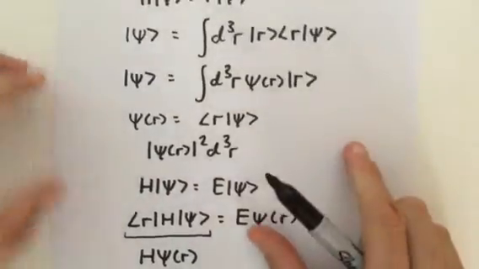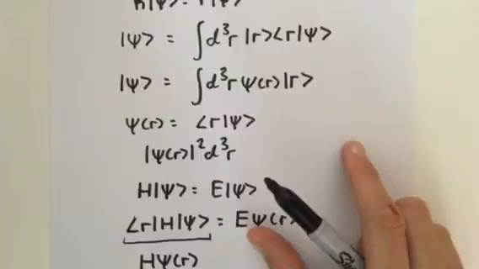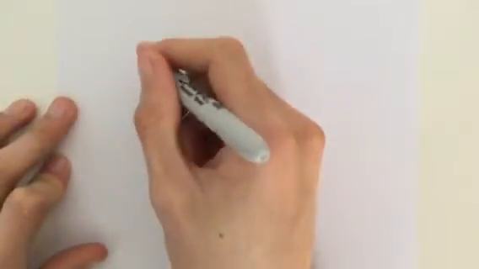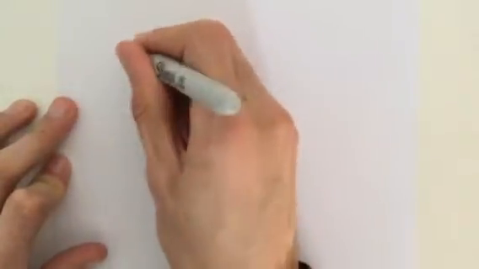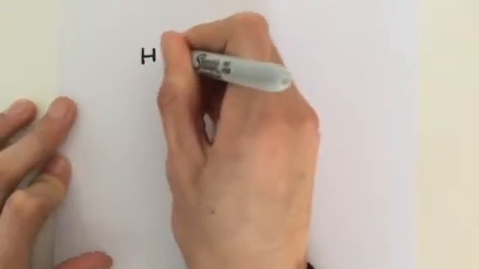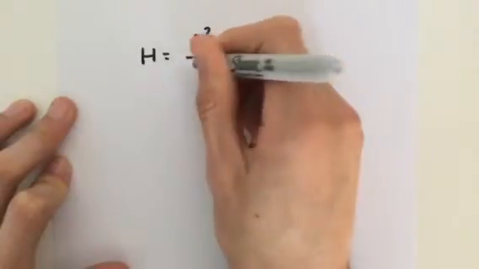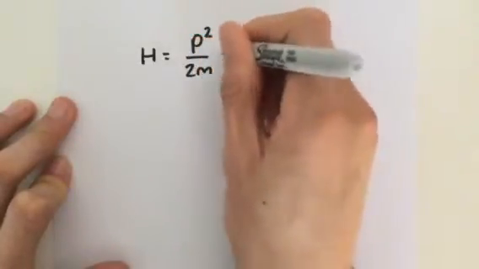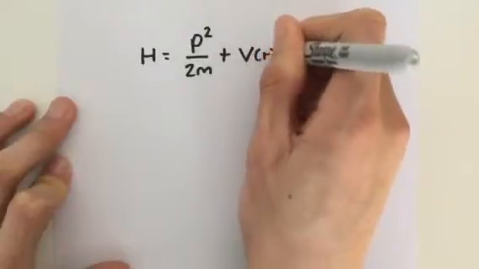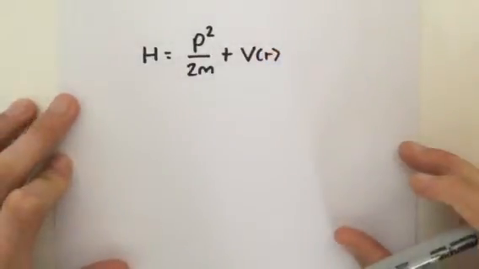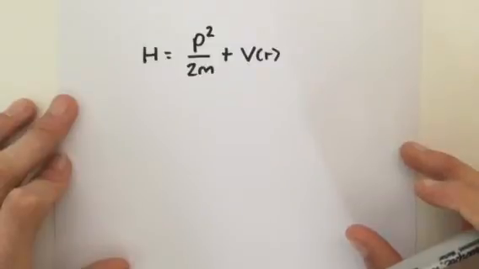Very simply, we can write the Hamiltonian as this. The Hamiltonian H is equal to your kinetic energy plus potential energy. So it's equal to P squared divided by 2m plus your potential energy V r, a function of position, as we looked at before.